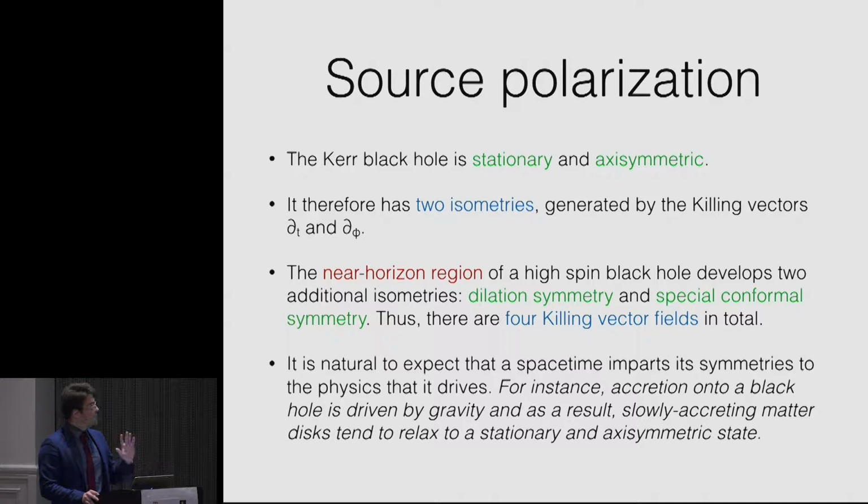Now, at this point, I'm not going to explain it much more than that, but I'll have some slides at the end to explain in more detail what this means. But the takeaway here is that there are 4 Killing vector fields in total. This is a prediction from general relativity.